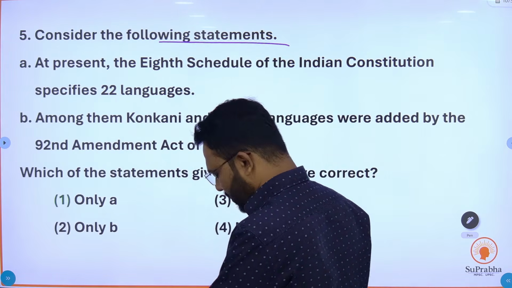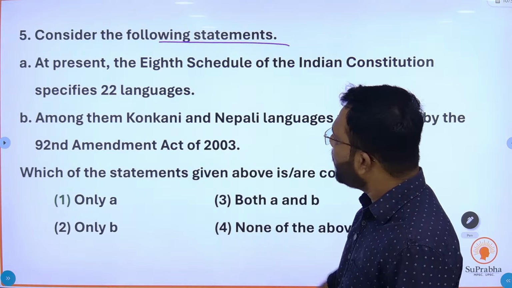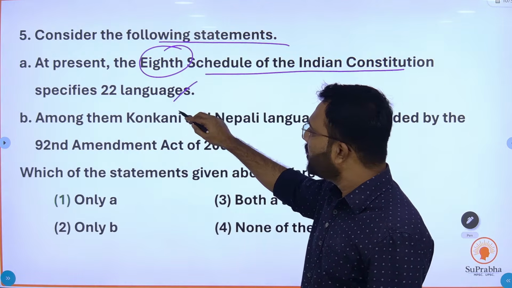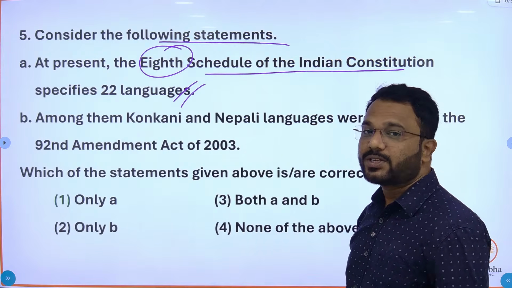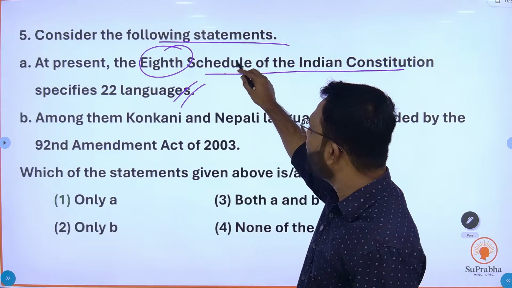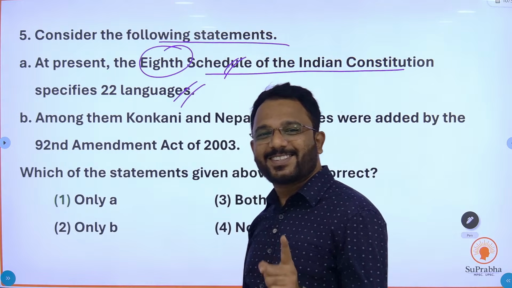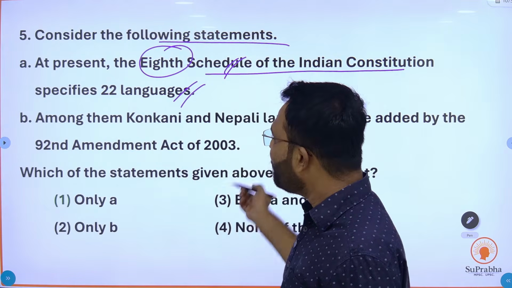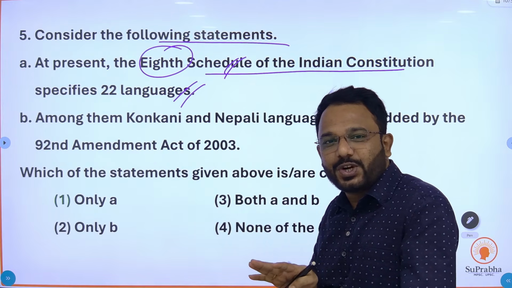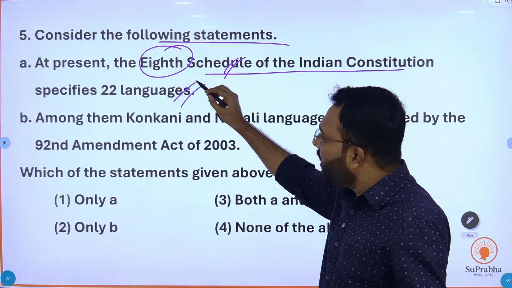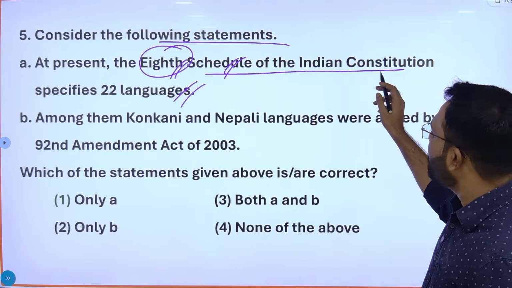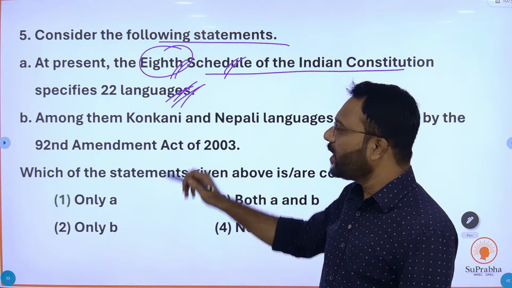Consider the following statements. At present, the 8th Schedule of the Indian Constitution specifies 22 languages. If you remember, our very first question was also related to schedules. Do you remember? The first question was related to the 4th Schedule, and this question is related to the 8th Schedule. Fine.